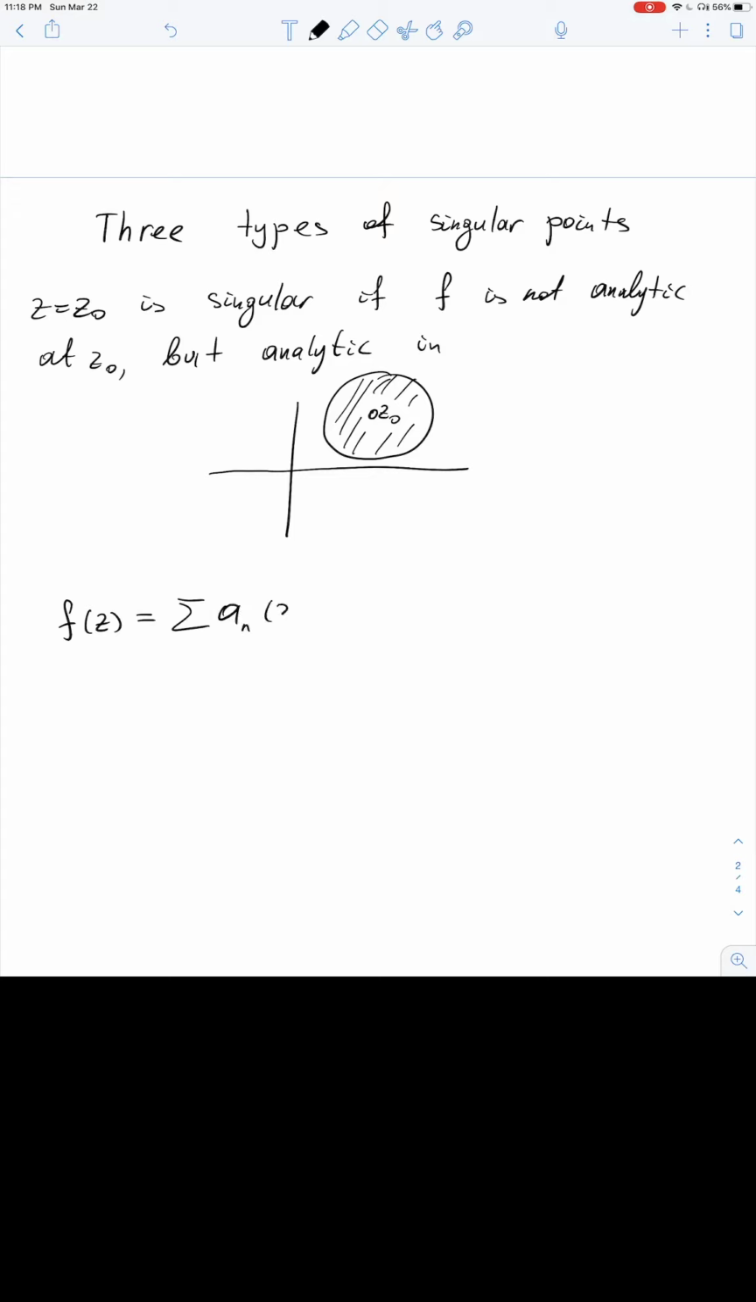Okay, so we have something like this. We have the Taylor part plus the Laurent part. And it all depends on how long is the Laurent part.